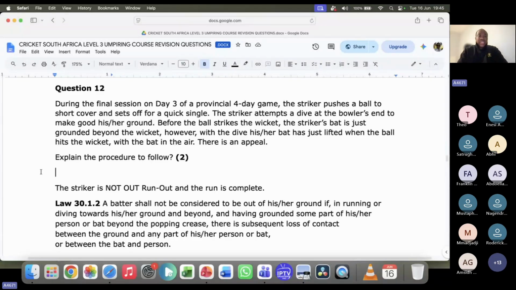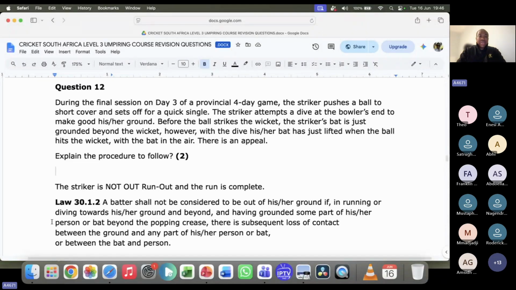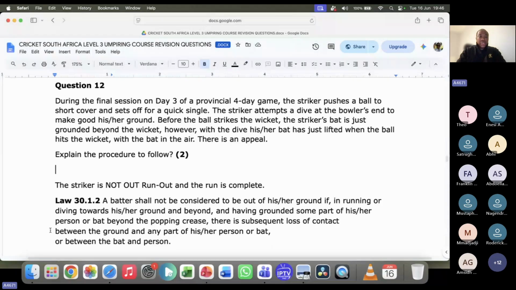Correct, Abi. The striker is not out, run out, and the run is complete. Law 30.1.2 tells us that a batter shall not be considered to be out of his or her ground if, in running or diving towards his or her ground, and having grounded some part of his or her person or bat beyond the popping crease, there is subsequent loss of contact between the ground and any part of his or her person or bat, or between the bat and person. And that is the important part of the scenario, as I mentioned.